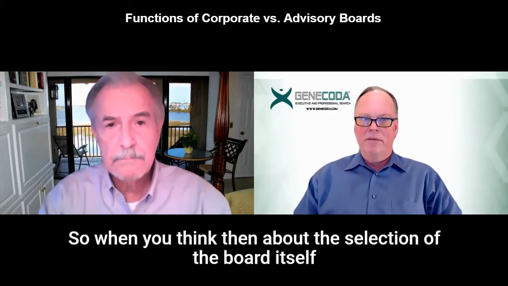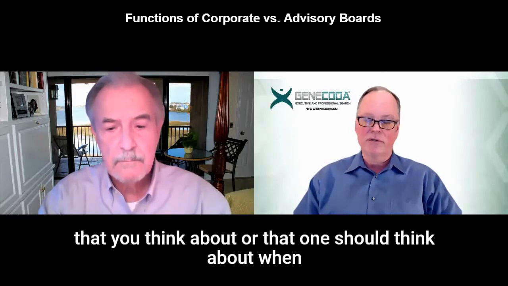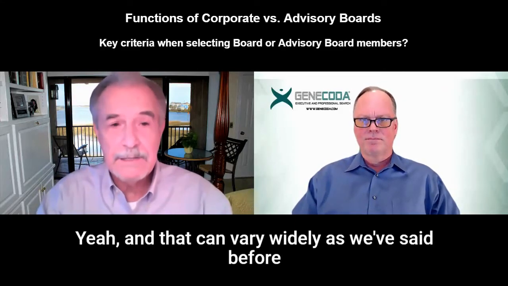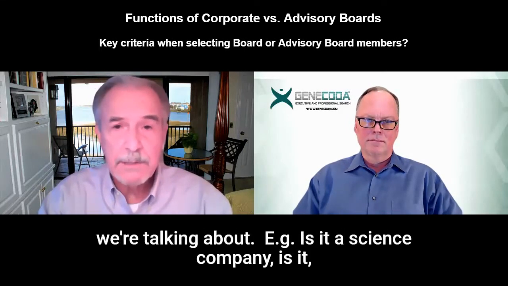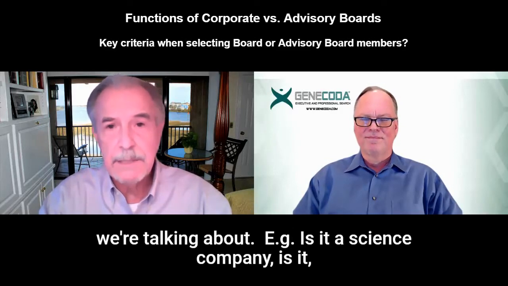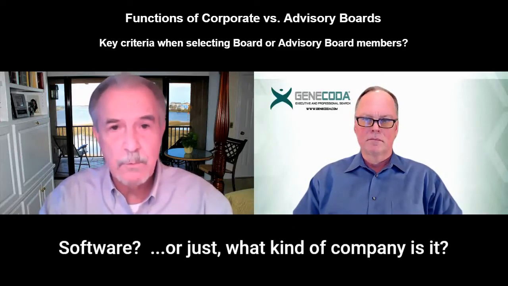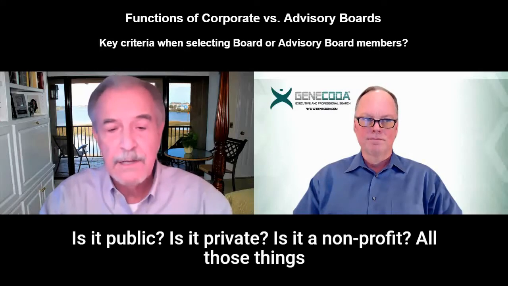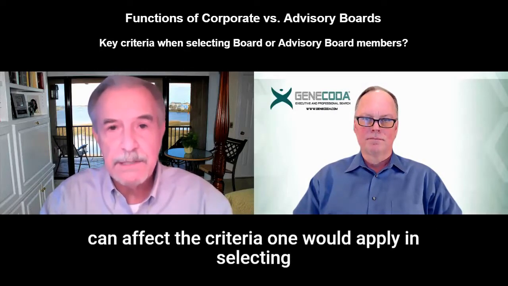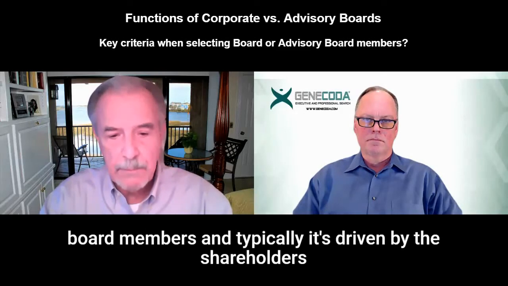So when you think then about the selection of the board itself for advisory board members, what are the key criteria that one should think about when going through that selection process? Yeah, that can vary widely, as we've said before, in terms of the criteria. It can depend on the type of company we're talking about. Is it a science company? Is it software, or just what kind of company is it? How is it organized? Is it public? Is it private? Is it nonprofit? All those things can affect the criteria one would apply in selecting board members. And typically, it's driven by the shareholders of the company initially.